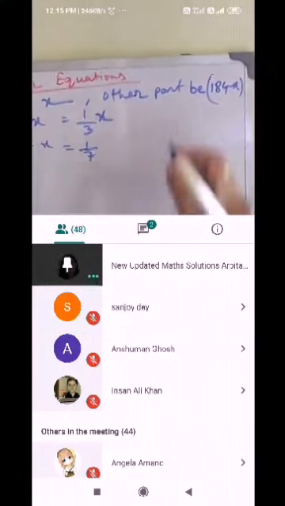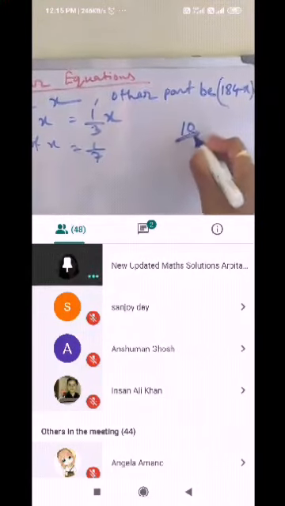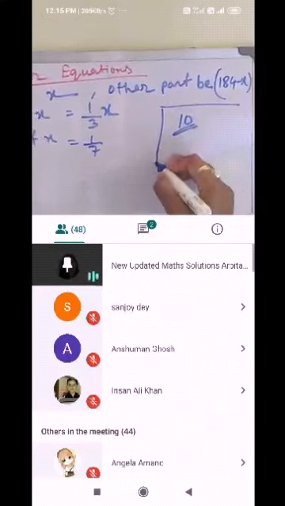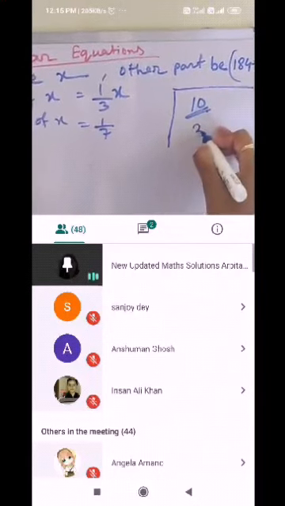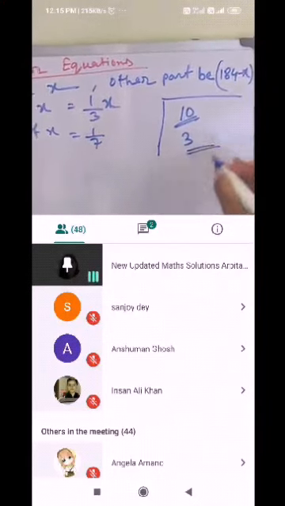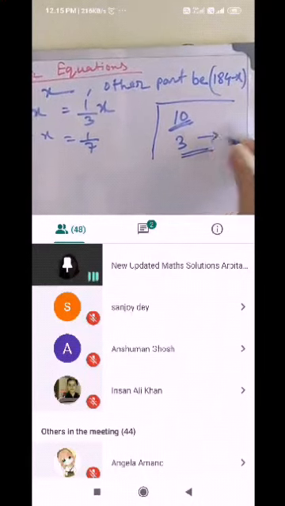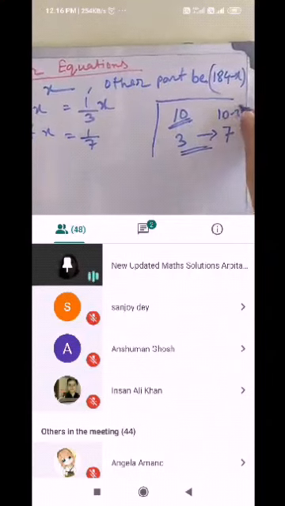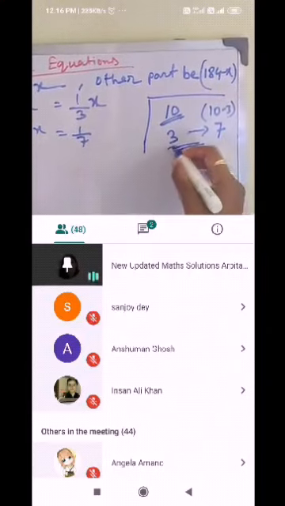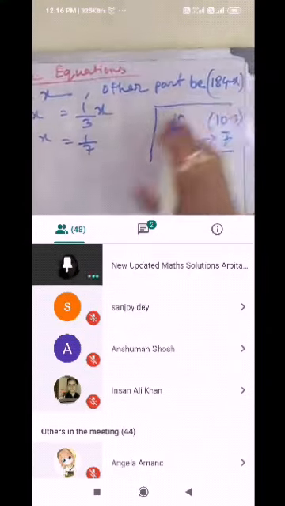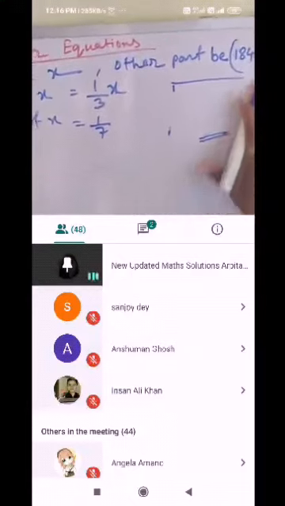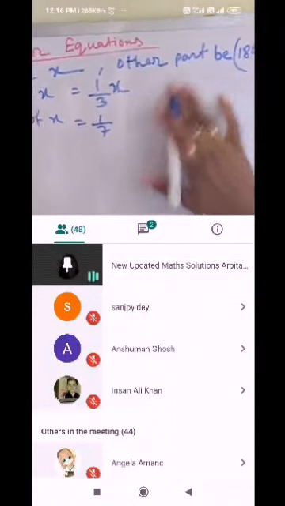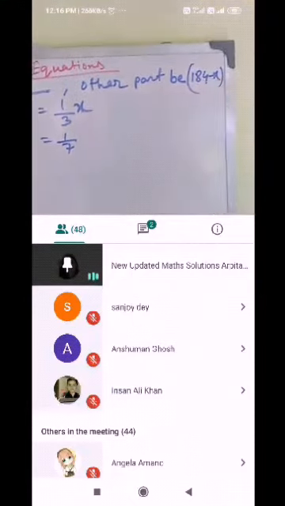Right? Suppose I take 10, and if one part is 3, then what will be the other part? Obviously 7. That means 10 minus 3 is 7. So the two parts are 3 and 7. The same thing will happen here. If one part is X, then the other part will be 184 minus X.